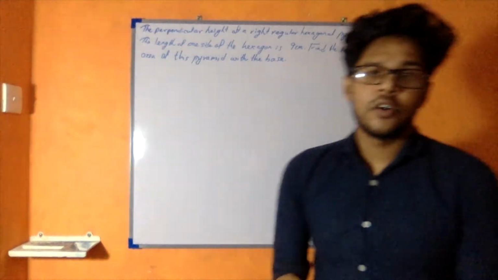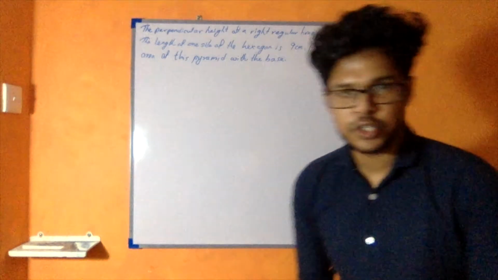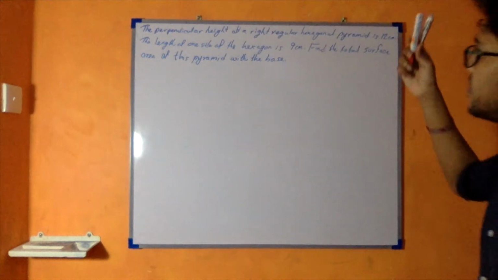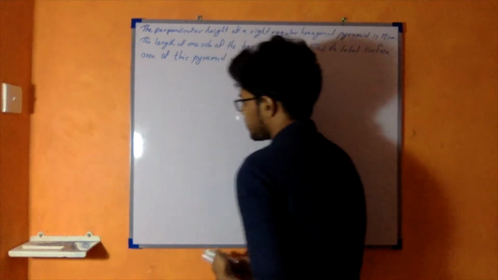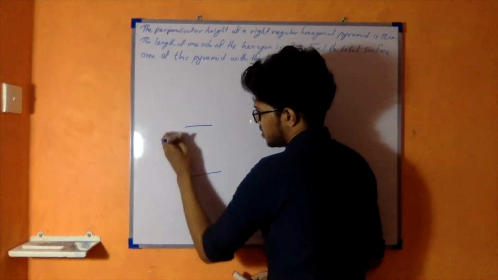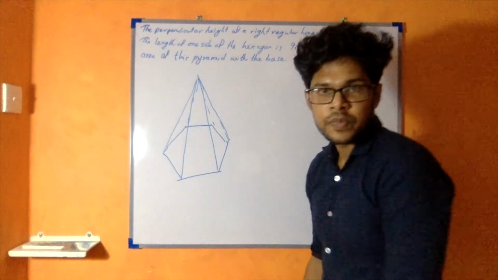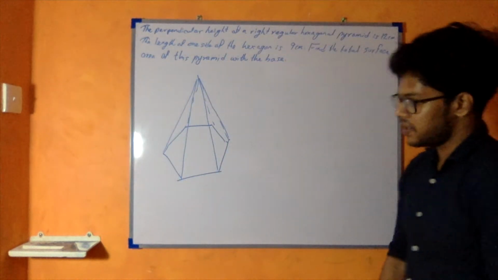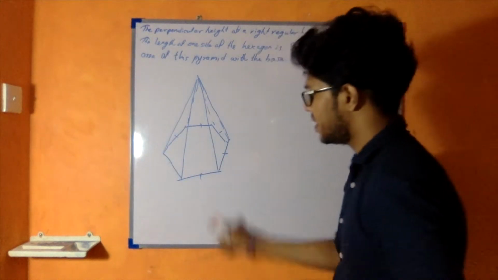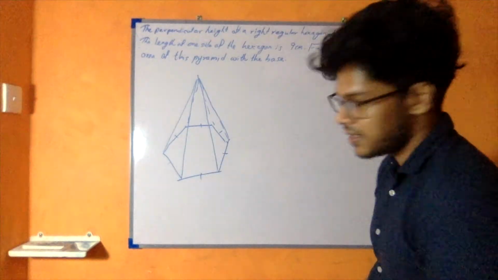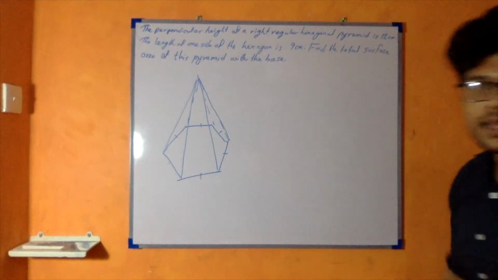Okay, I hope you figured out the answer to this question. If not, let's go through it. The question is about a right regular hexagonal pyramid. What is a right regular hexagonal pyramid? If you draw it, this is a hexagonal pyramid. If all the sides of the hexagon are equal, in that case we call it a right regular hexagonal pyramid.